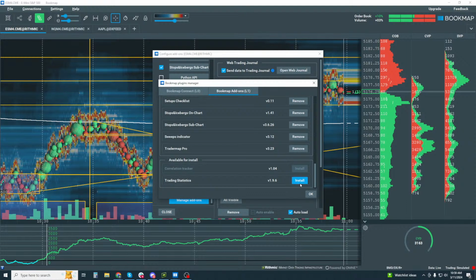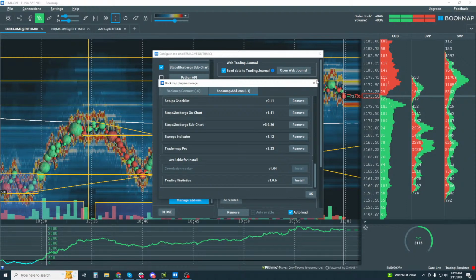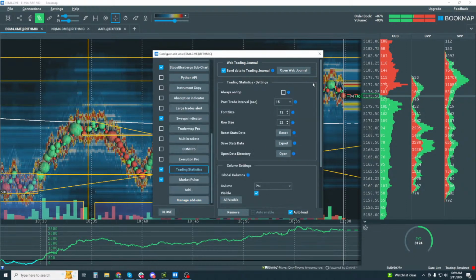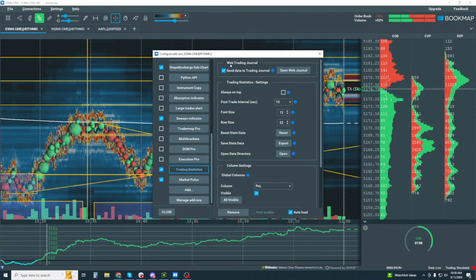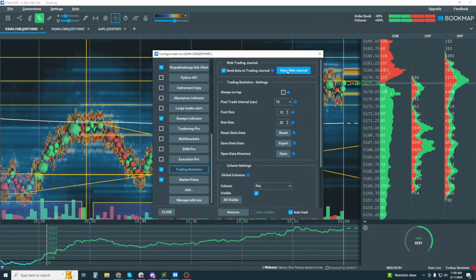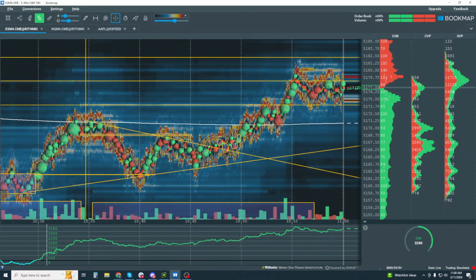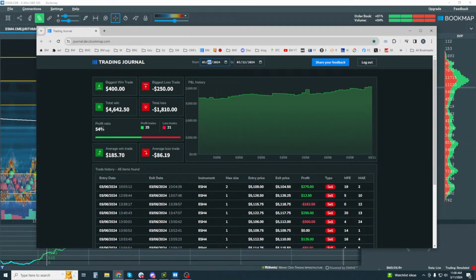Now I'm using a special version of it, so it looks like I need to install it. Anyway, you install it. Okay, so then you'll need to have it check marked here. Okay? You will need to have that. Next, up here, web trading journal, check the box here and open it up. All right, once you've done that, it will show up in your web browser, and here it is.